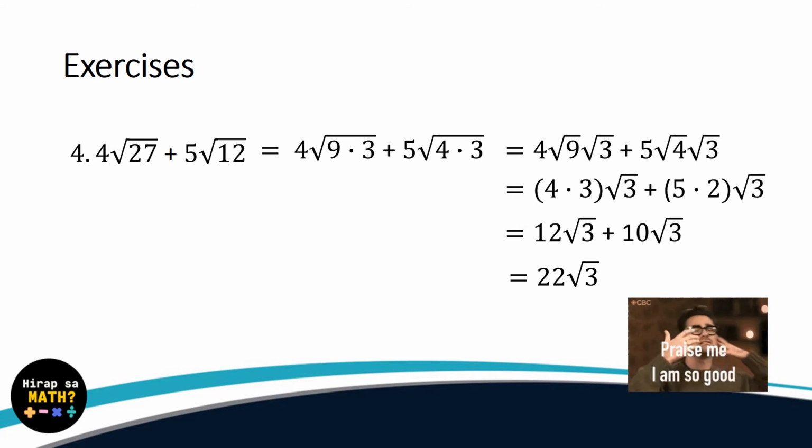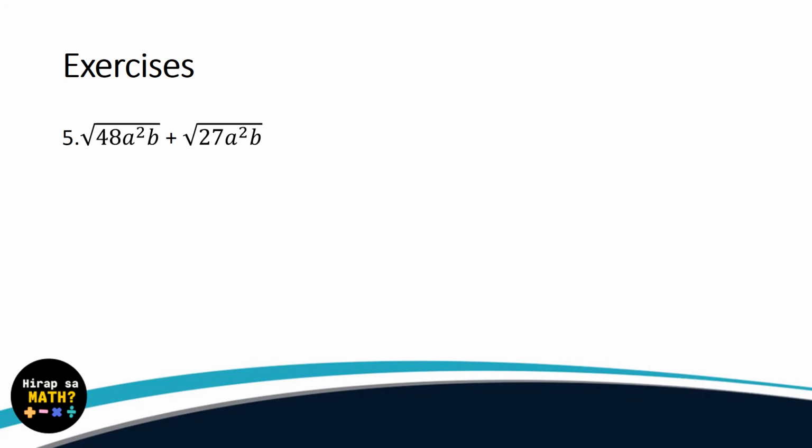Lagi lang tandaan, like radicals. Sa fifth problem natin, square root of 48a squared b plus 27a squared b. Yung nasa loob ng radical sign or yung radicand ay hindi magkapareho. Again, hindi tayo makakapag-proceed sa addition kapag hindi sila like radicals. Okay? So, hanapan natin ng paraan.